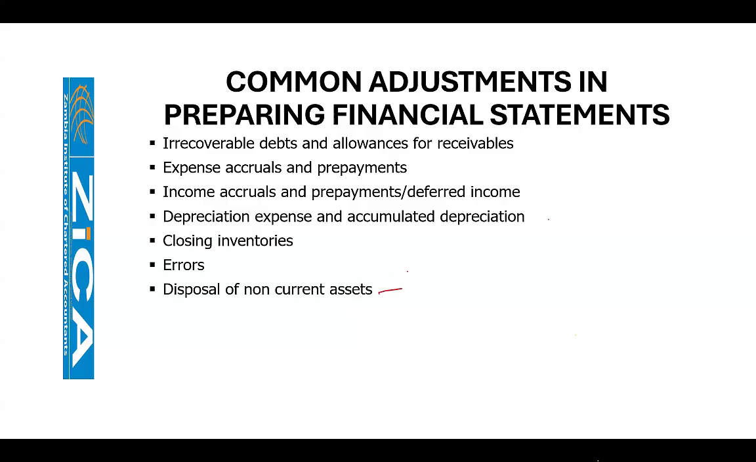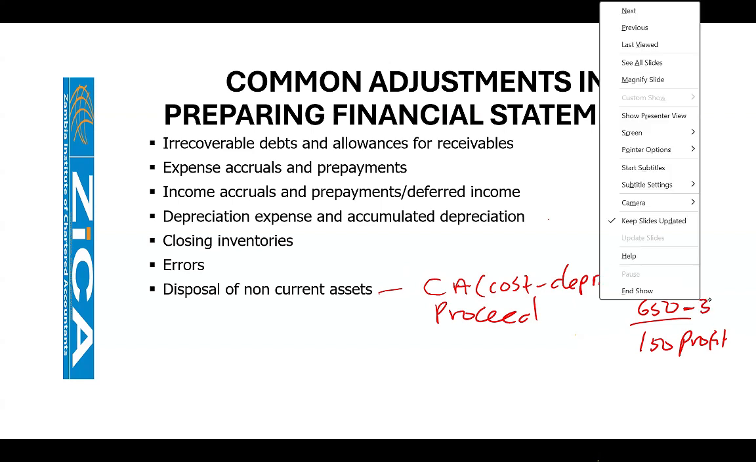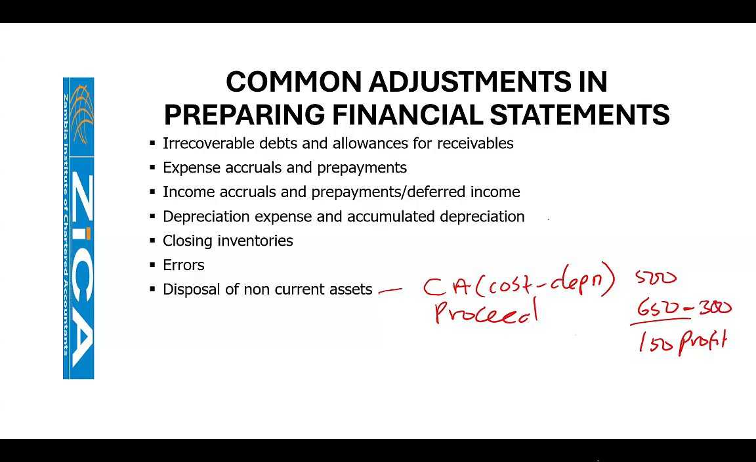If the business disposed of non-current assets, what you need to do is look for the carrying amount. So carrying amount is cost minus depreciation of the asset that was disposed of. Put it there. Then it was disposed of for how much? What was the cash received? Put it there. So if it was 650, when you sell for more than the carrying amount, the difference 150 is a profit. But if you had sold, let's say for 300, an asset with that carrying amount, you are selling for less than the recorded value. The 200 would be a loss.